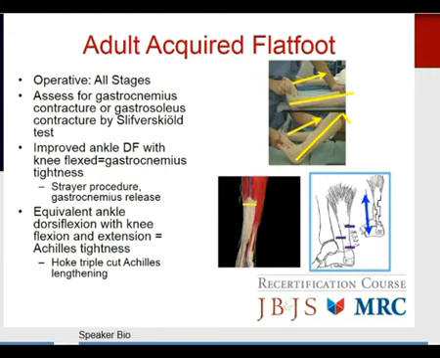In every stage, doesn't matter which it is, we have to do a Silfverskiöld test, which is done by measuring the flexibility of the ankle with the knee both flexed and extended. What that does is, with the knee flexed, it allows you to take the tension off the gastrocnemius tendon, since that tendon crosses the knee.